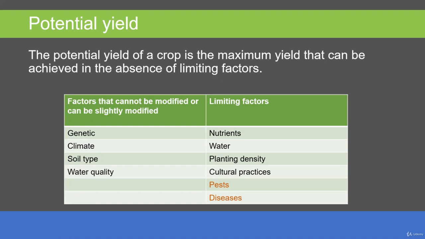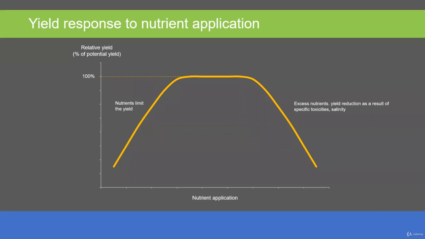Now, where we plant the crop, on which soil, in which location, in which climate, how we manage the crop, fertilization, irrigation, pests, diseases, cultural practices, all these affect the actual yield, not the potential yield.